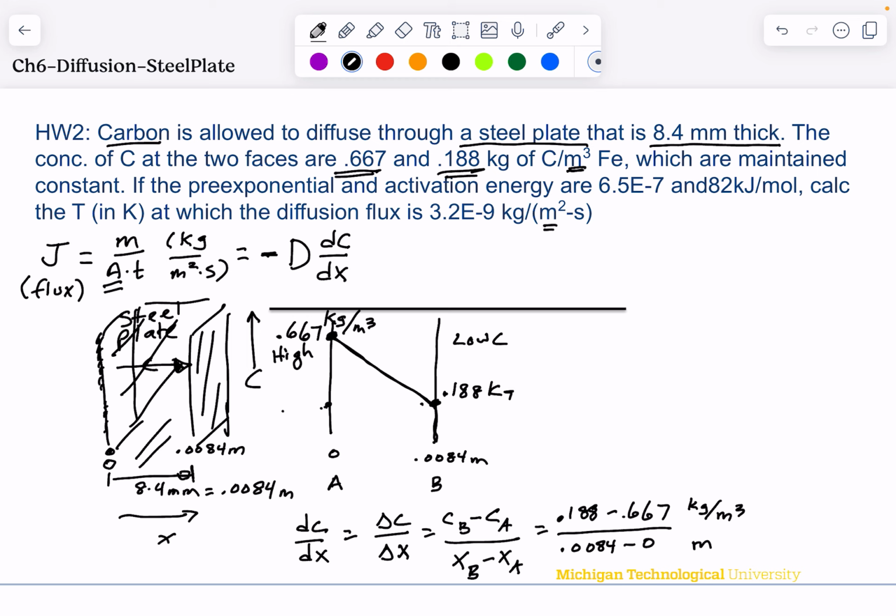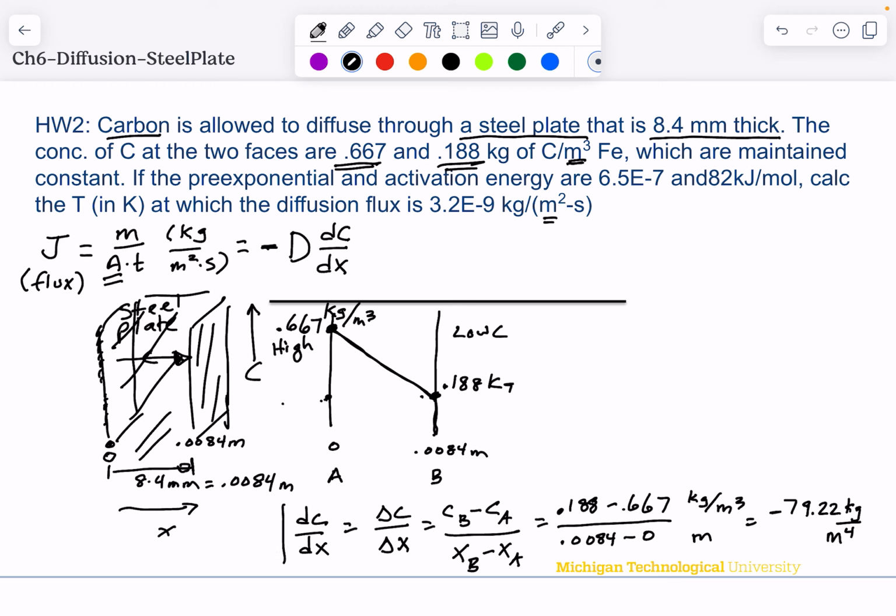All right, and when you plug these numbers carefully into your calculator, you will see that this equals a negative 79.22 kilograms per meter to the fourth. All right, so that is our dc dx. Our dc dx is equal to that value over there. So if I can change color, what I've just calculated is this part of the equation right there.